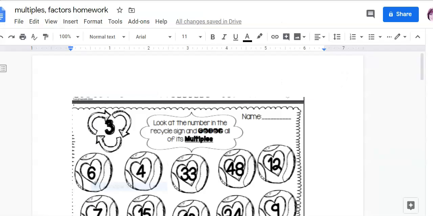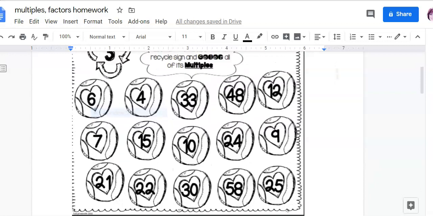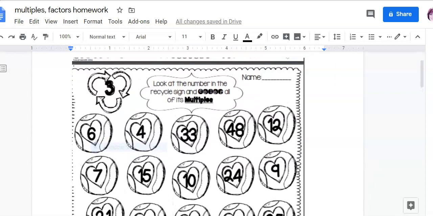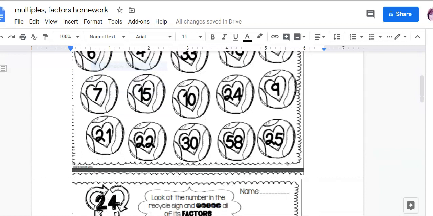And I am assigning you some work this week. So you're going to look at the numbers in the recycle sign. And I chose recycling sheets this week because it's Earth Week. So you're going to look at the number in the recycling sign and color all of its multiples. So you're going to color everything that is a multiple of 3. Well, 3 multiplied by 1 would be 3. 3 multiplied by 2 is going to be 6. So I gave you one. You're going to color in that 6, right?